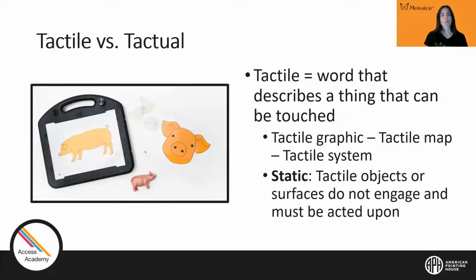I wanted to take a few moments to talk about the difference between tactile and tactual. These words are often used interchangeably, and I think that if you use one rather than the other in any situation, then people will know what you're talking about. But there are some really interesting differences between them. Tactile is a word that describes a thing that can be touched, as in tactile graphic or tactile map or tactile system. It is a static concept. So in other words, tactile objects or surfaces or materials don't engage. They have to be acted upon by someone like you or like me.